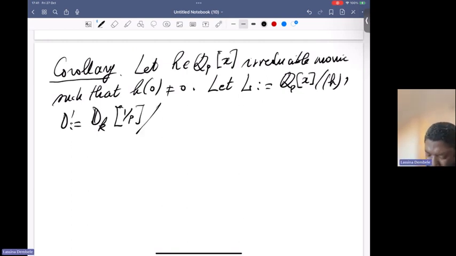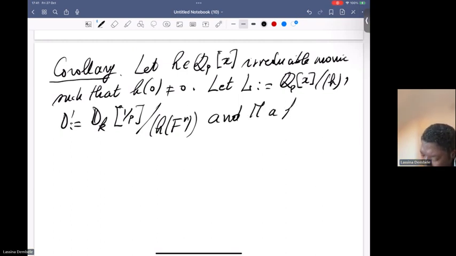So we let this be the algebra generated by H, and M a finite D module, a finite left D prime module.